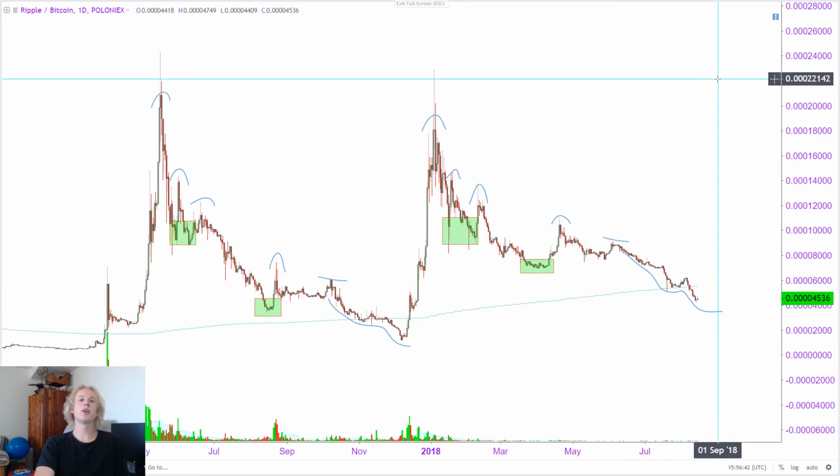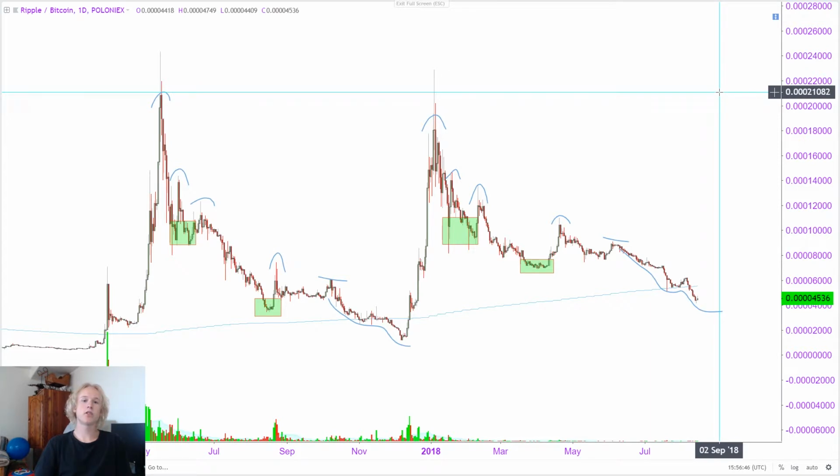No, they are similar, but they're not always going to be identical. The more symmetrical the fractal, the higher the probability of that fractal playing out in accordance with your initial analysis.